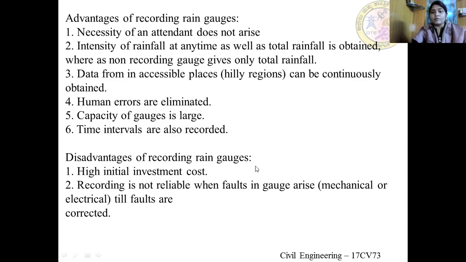But the disadvantages of recording rain gauge are: high initial investment is required, so it is very costly. Then recording is not reliable when there is some fault in that gauge, due to some mechanical error or electrical error can happen, and faults we cannot stop, and hence faults are there.